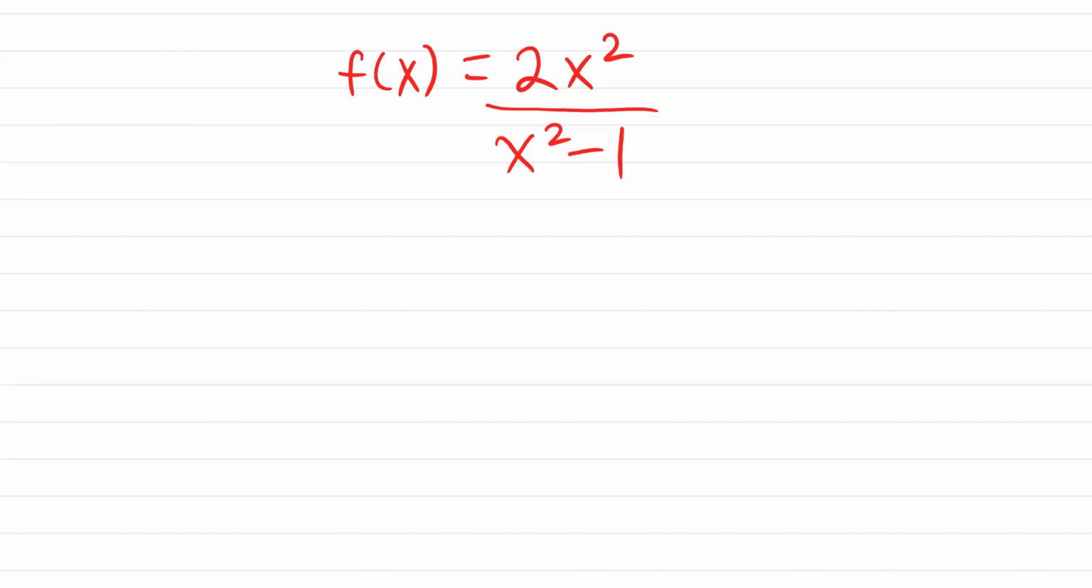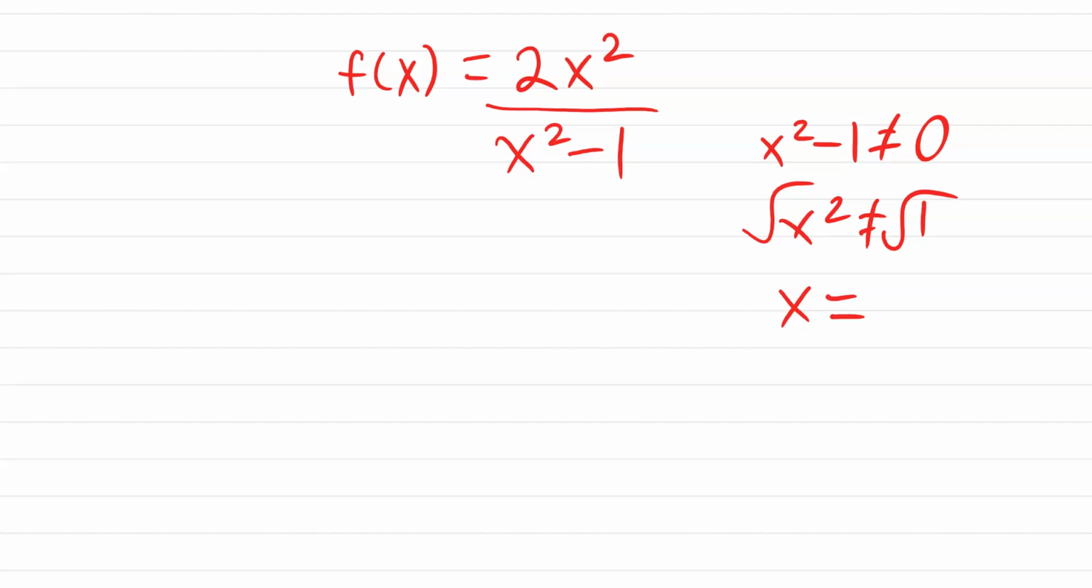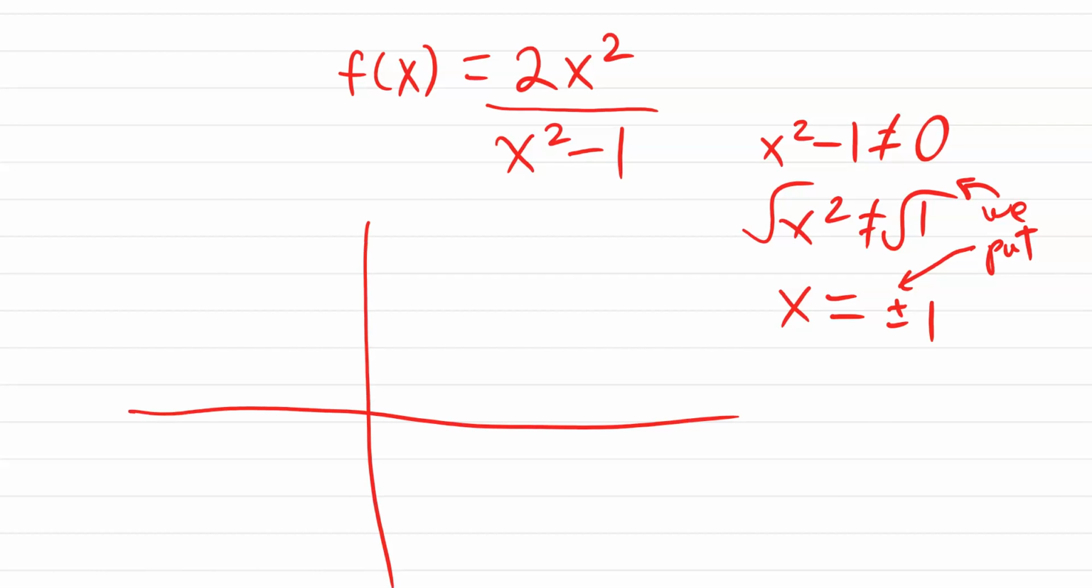Let's start with our vertical. Our denominator cannot equal 0. Adding 1, x squared cannot equal 1. Square rooting, we get 2 vertical asymptotes because when we square root we put plus or minus down here. So this will have 2: 1 at 1, and 1 at negative 1.